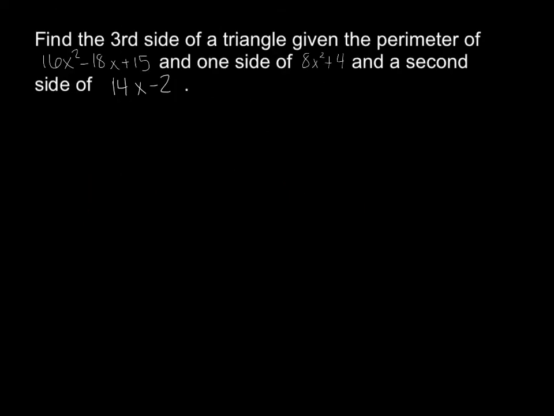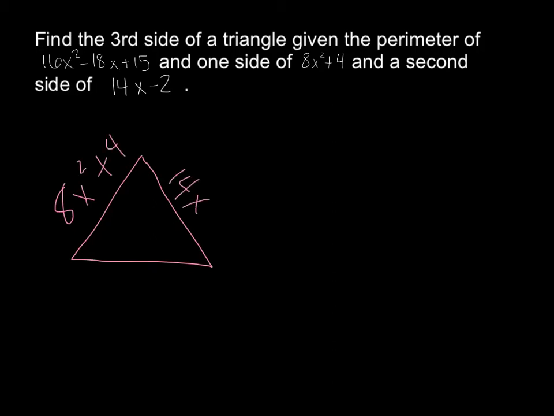And this last one, find the third side of the triangle when given the perimeter of 16x to the second minus 18x plus 15, when one side is 8x squared plus 4, and the second side is 14x minus 2. So when you think about a triangle, they're telling you one side is 8x squared plus 4, another side is 14x minus 2. We want to figure out what this side is. The perimeter means you add them all up.